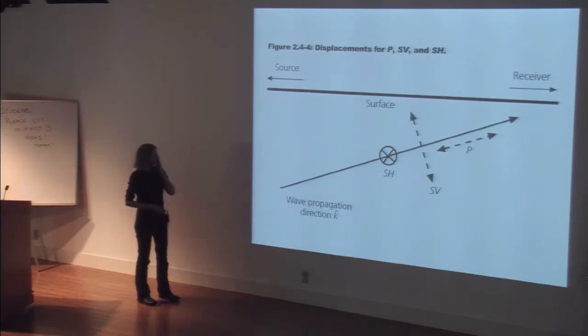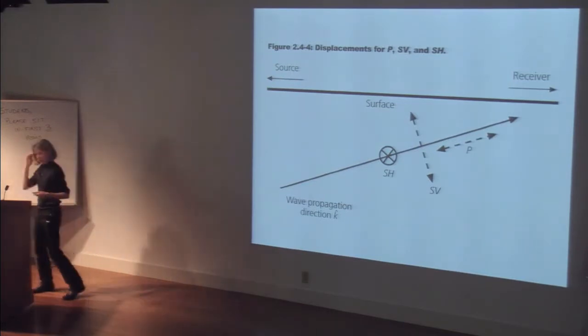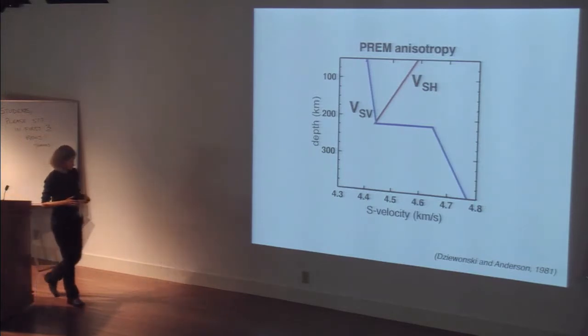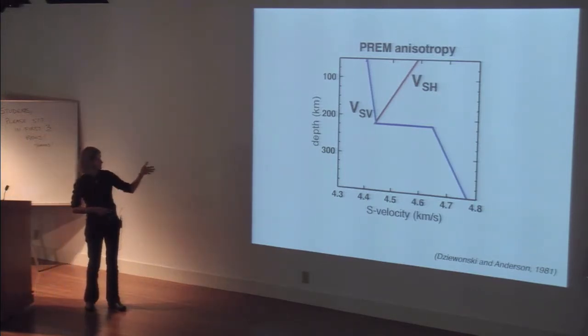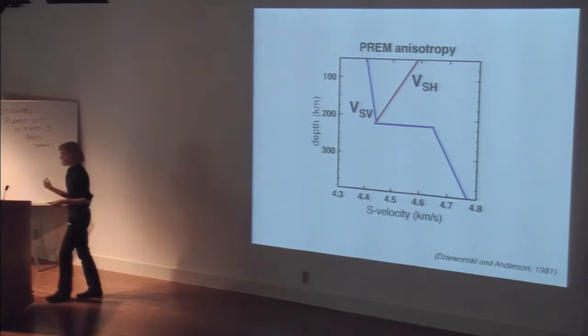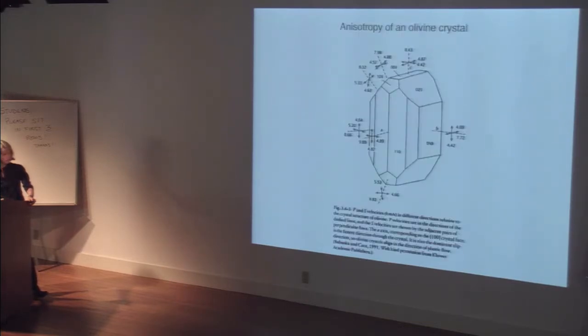Those waves with those different polarizations can travel at different speeds. And in the upper mantle, they actually do, with a characteristic that looks something like this. It turns out that Love waves are mostly sensitive to this red one over here, VSH, and Rayleigh waves are mostly sensitive to this VSV. And so we're able to map out that anisotropy. It's not as easy as isotropic wave speeds, but you can do it.